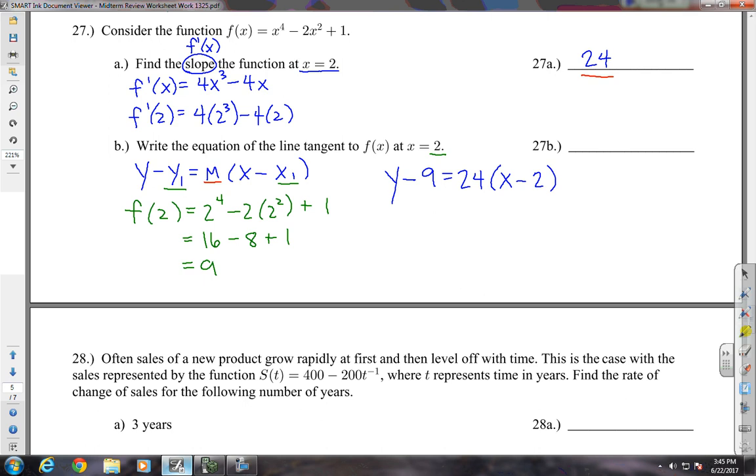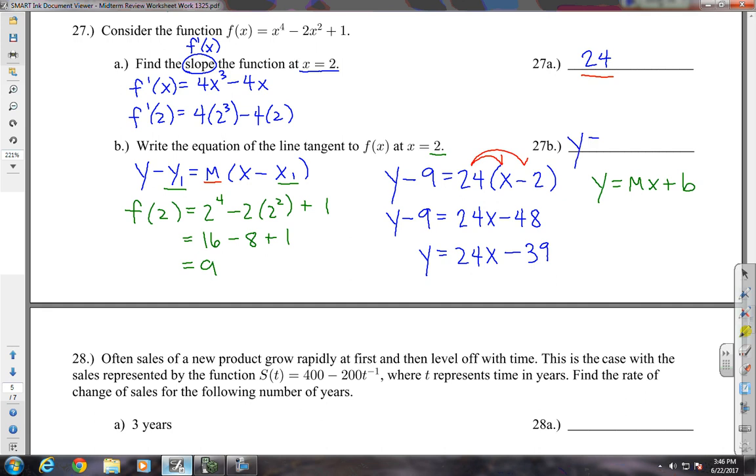Now, it's customary to express this in slope-intercept form. If you'll remember, that's the form y equals mx plus b. So we simply need to isolate y. Before we do that, let's use our distributive property and break up parentheses on the right side. So we have y minus 9 equals 24x minus 48. Then we will add 9 to both sides to obtain 24x minus 39. Negative 48 plus 9 is 39. So we end up with y equals 24x minus 39.